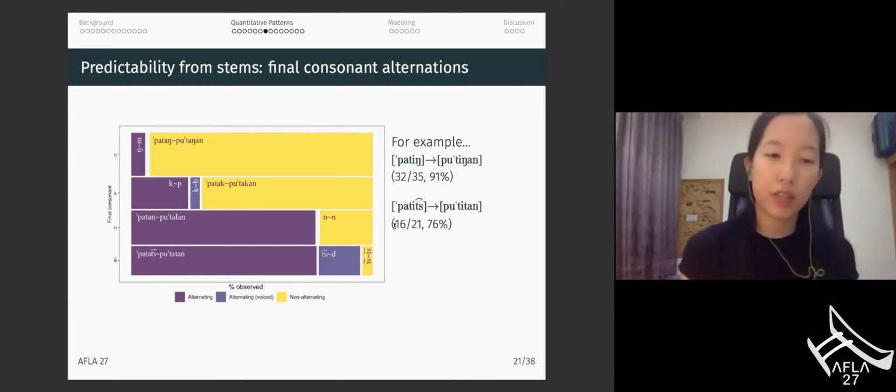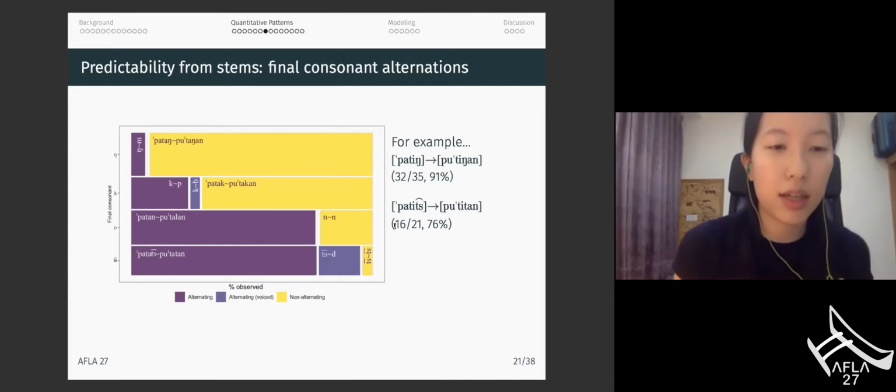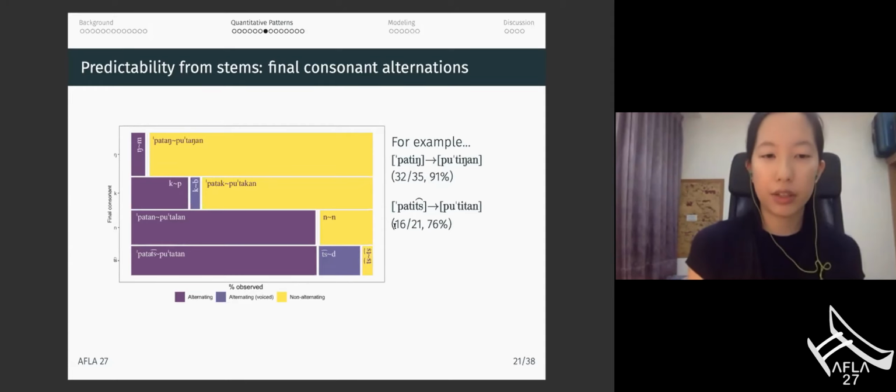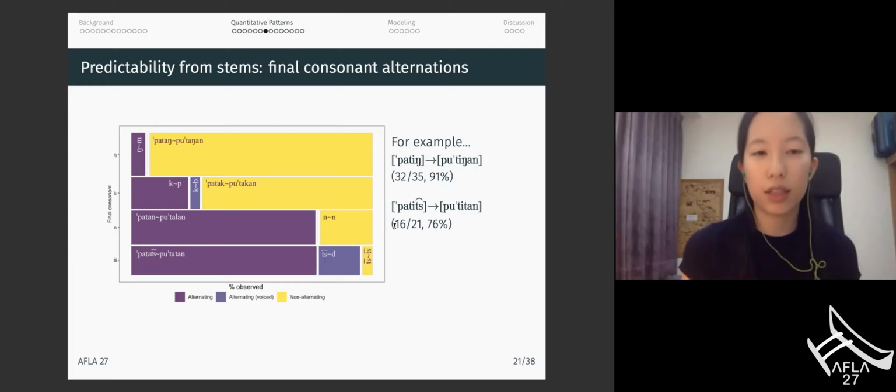On the other end of the spectrum, we can see that final t has a strong preference for alternation, and when it does alternate, there's a strong preference for alternating with t. In other words, given a stem such as patits, the suffix form is most likely putitan, and this is true for 76% of the data. So again, because of this pattern, we can undo the effects of final consonant neutralization, not perfectly, but with fairly high accuracy.